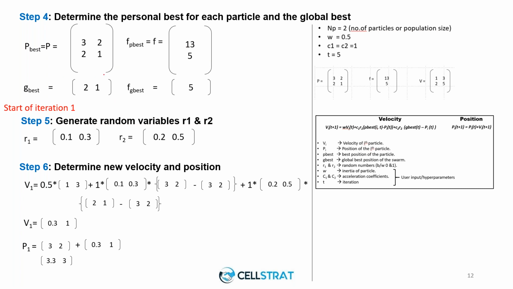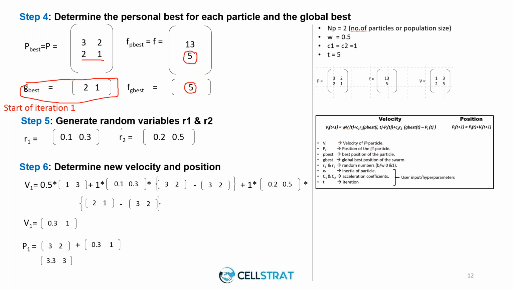So which is the global best? It's easy to know here, since 5 is the least of the fitness function between these two. So this will be your global best fitness value, and this will be the position 2 comma 1. Okay, so once this is done, we start our iteration.